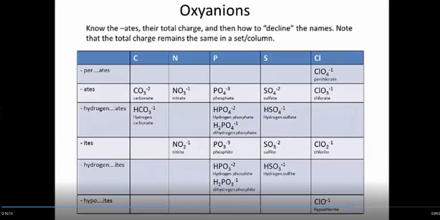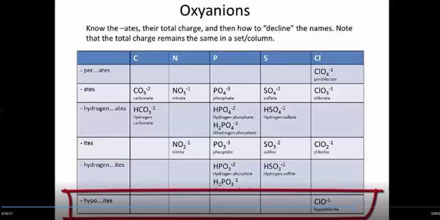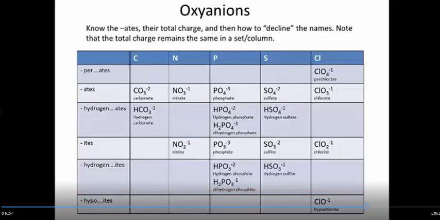If you lose another oxygen, you become a hypo-ite. Now there's only one column that you have to worry about, and that is for chlorine. It becomes hypochlorite, ClO -1. So it's lost 2 oxygens from its chlorate stage, it becomes ClO -1. Now let me point out that I'm showing only chlorine for the halogens, but the same naming system would occur for bromine. We would have bromate, bromite, hypobromite, and iodine. We would have iodate, iodite, and hypoiodite. Really you don't have oxyanions for fluorine, so don't worry about those.